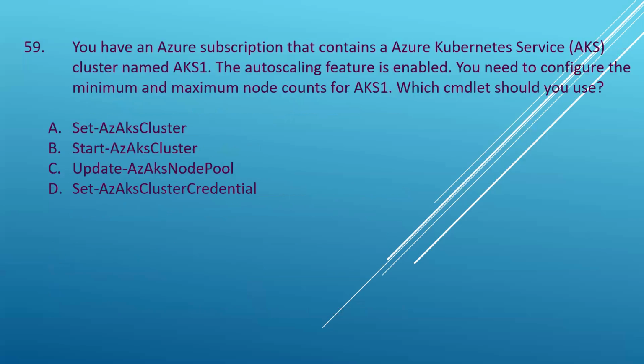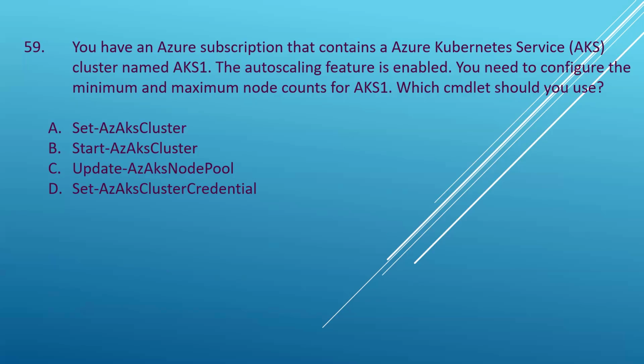Next question. You have an Azure subscription that contains an Azure Kubernetes service cluster named AKS1. The auto-scaling feature is enabled. You need to configure the minimum and maximum node counts for AKS1. Which cmdlet should you use? Your options are Set-AzAksCluster, Start-AzAksCluster, Update-AzAksNodePool, Set-AzAksClusterCredential.